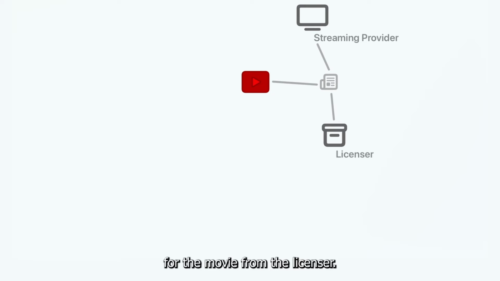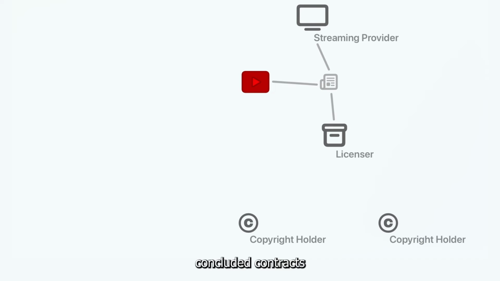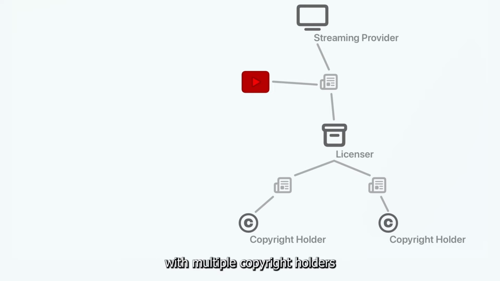In this use case, we have a single streaming platform that acquired the license for the movie from the licensor. The licensor, on the other hand, concluded contracts with multiple copyright holders, where each copyright holder may receive different revenue shares. Now, as soon as a user purchases the video on the streaming platform, the money must be distributed across all participants according to the contracts.